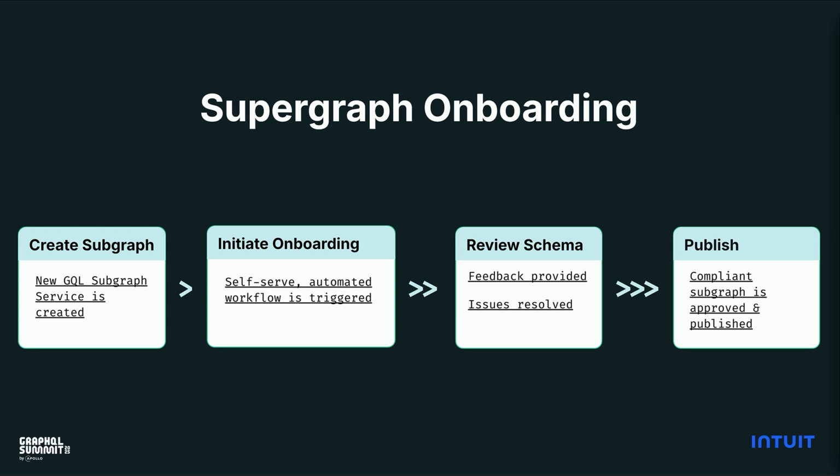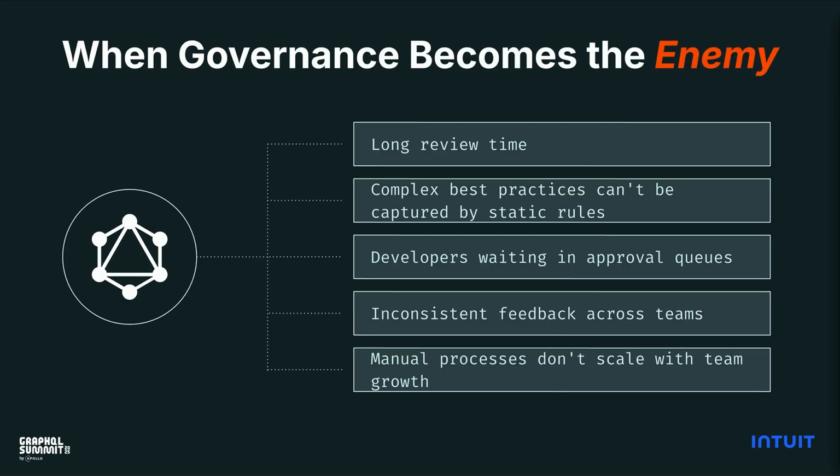This single box represents what was a completely manual, inconsistent, and slow bottleneck that held up our developers for days and sometimes weeks. And this is a problem we really had to solve. The impact on our developers was immediate. Long review times had them stuck waiting in approval queues for days and sometimes weeks. Meanwhile, our expert reviewers were completely burned out.